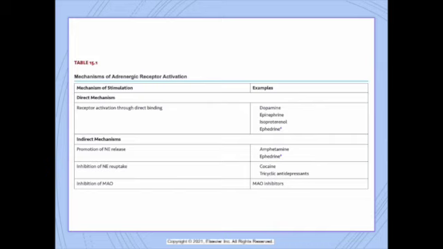You can see here, again, the direct mechanism, the receptor activation through direct binding. Ephedrine, we have epinephrine, we also have dopamine and isoproterenol, which we've discussed earlier. Those drugs that work through indirect mechanisms are going to be amphetamine, ephedrine, promoting norepinephrine release. Inhibition of norepinephrine reuptake is going to be through cocaine and tricyclic antidepressants, and MAO inhibitors will inhibit MAO.